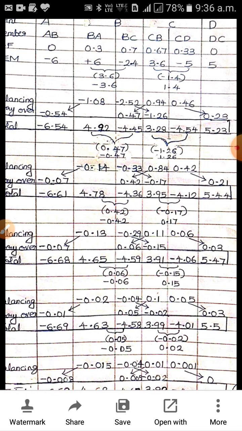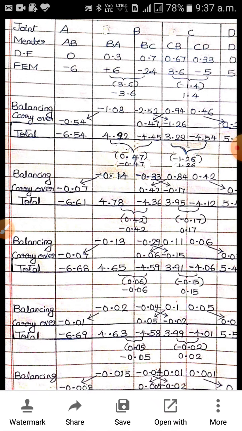So we have to repeat the iteration until these two values are equal and opposite. So if it is 4.92 and minus 4.92, we can stop. So it is not here. So again find the difference. 4.92 minus 4.45 is 0.47. Add a minus sign, minus 0.47. After that, what you have to do? You have to multiply by only the distribution factor. Minus 0.47 into 0.3 is minus 0.14, and minus 0.47 into 0.7 is minus 0.33. So again the same carry over. The balancing is multiplied by the distribution factor.